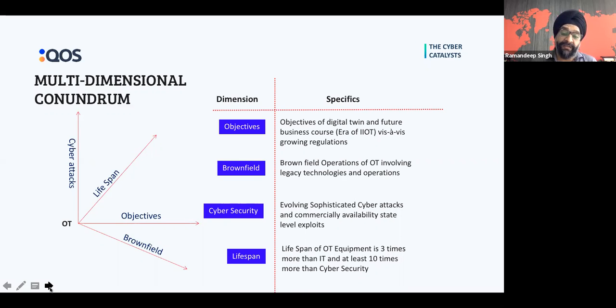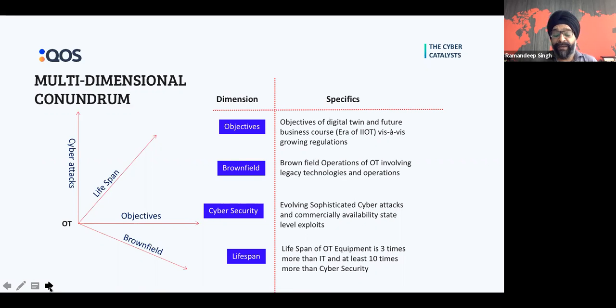Lastly, the most important thing, for most of you who have IT security experience and are just trying to embrace OT security, is that the lifespan of OT equipment is at least 3 times more than that of your IT equipment.